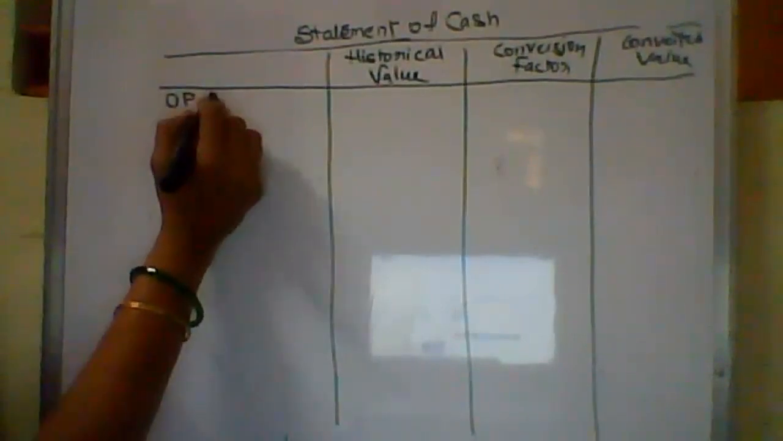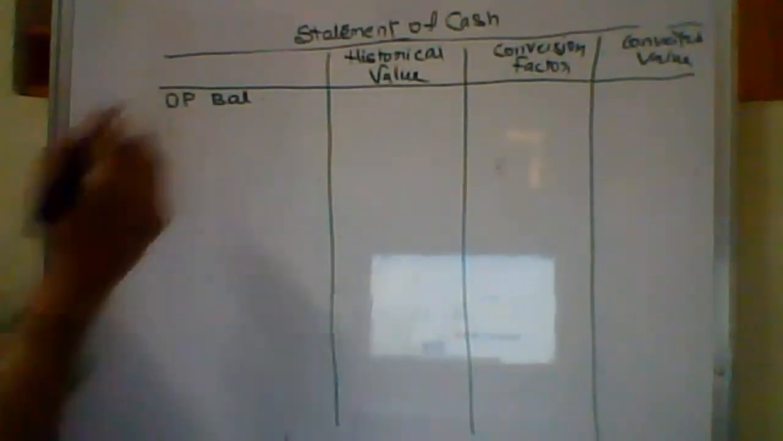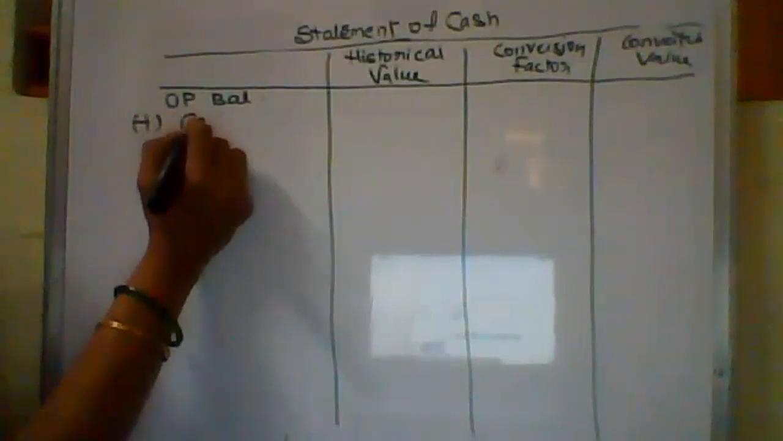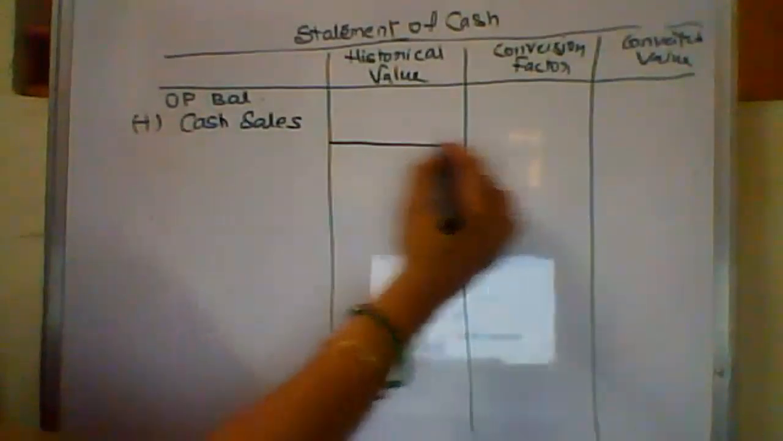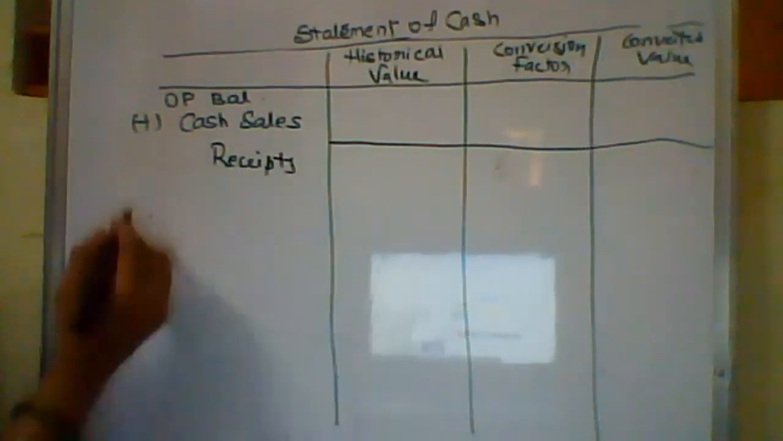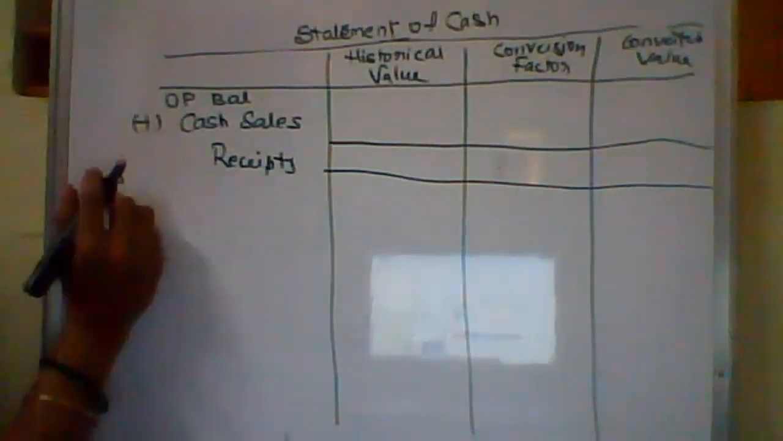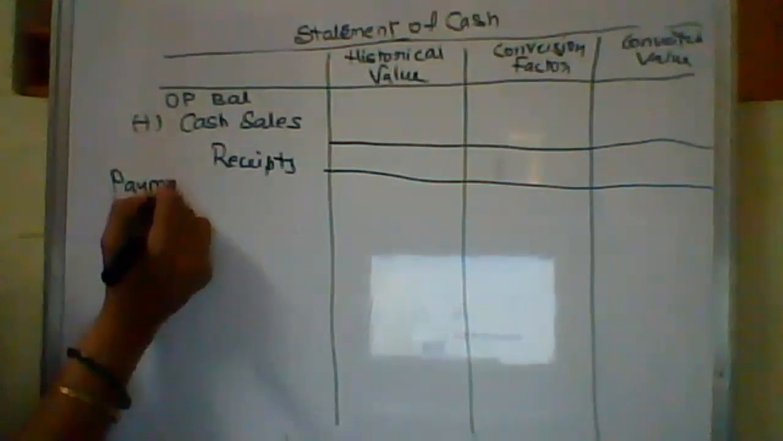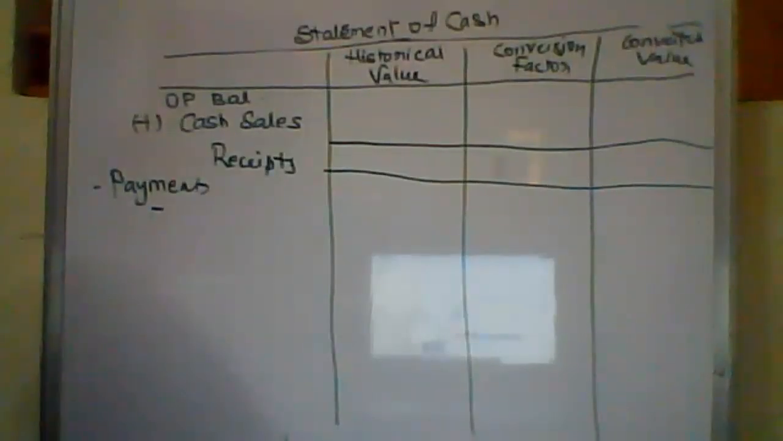Now it's simply your cash flow statement, wherein we take the opening balance plus cash sales, which will give you total receipts, minus all the payments which are there. Where are the payments? You have to minus. He is giving us 3 payments.